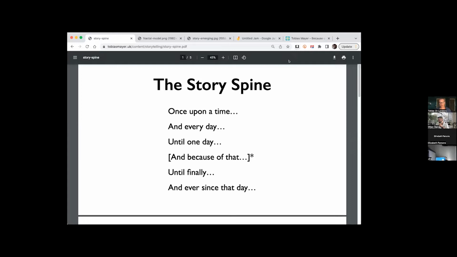So we establish a beginning and we give it an everyday. This is the who and the what, and this is what they tended to do on a day-to-day basis. Then we introduce this idea of something different happening, because without that, there's no story, right? Other than that, it's just establishing the status quo. So once upon a time and every day until one day, this event occurs, this shift or this change or this drama that plays out, causes other things to happen. And this is the core of this narrative structure, this line here. And because of that.